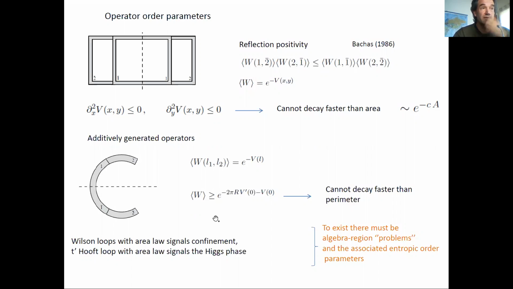The expectation value of the Wilson loop cannot decay faster than the perimeter. That is what we know. For example, for QCD, the Wilson loop cannot decay as an area because you have quarks, so it's locally generated.